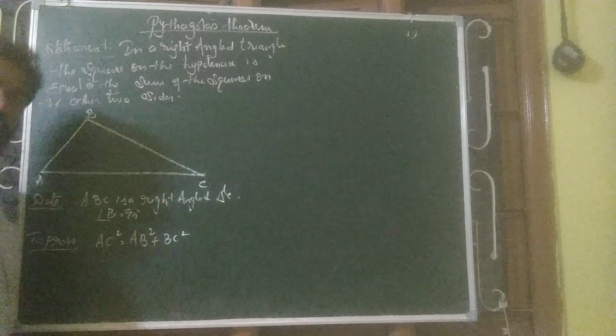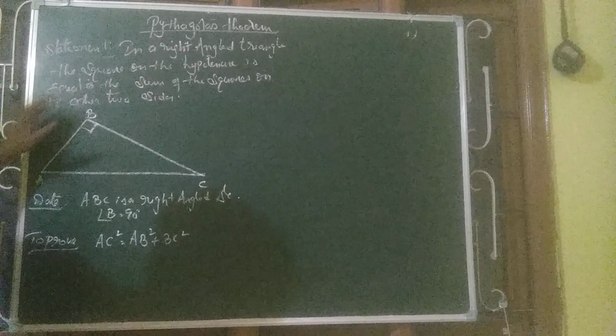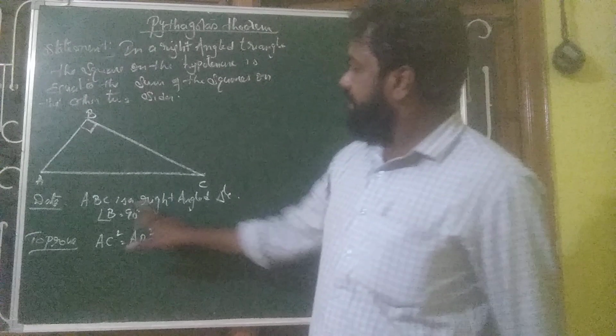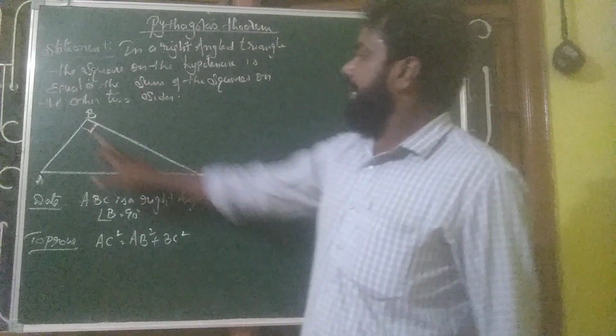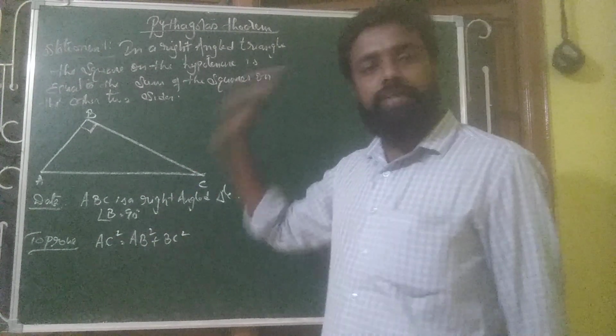So the data I have given, see. What data can you see in the figure that you can write? You can see a triangle ABC. So the data is: ABC is a right angle triangle in which this symbol indicates 90 degrees. So angle B is equal to 90 degrees. Next, what do we have to prove?